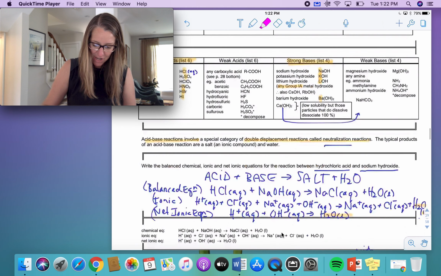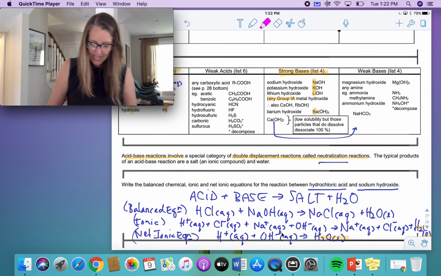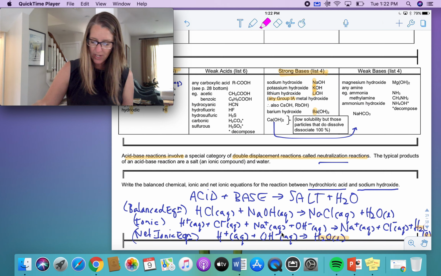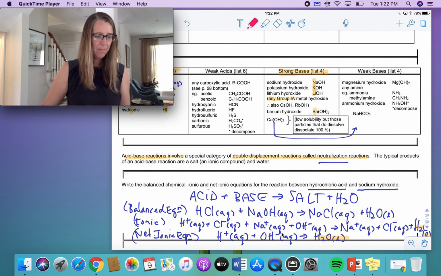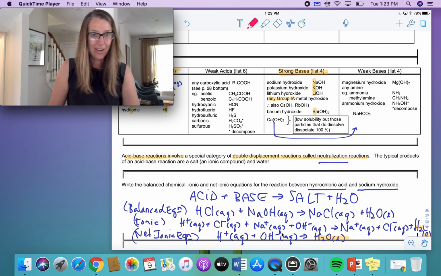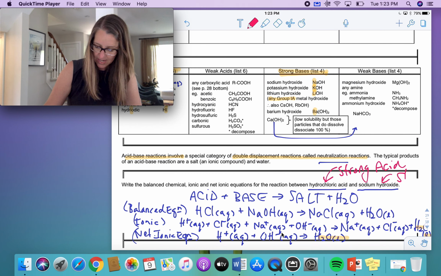Okay, so here we go. For the first one, you can see how it's all set up here. It says, write the balanced chemical, ionic, and net ionic equation for the reaction between hydrochloric acid and sodium hydroxide. Okay, so what do you do first? You're like, all right, I've got hydrochloric acid. That's easy, I know how to write that one down. Sodium hydroxide, I know how to write that one down. Are they strong or weak? Based on what you've just learned, you're going to identify these as a strong acid. And what about sodium hydroxide? Strong base.